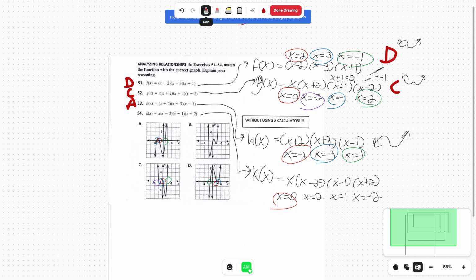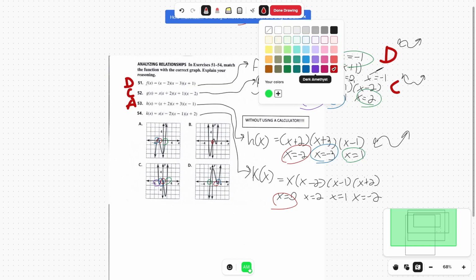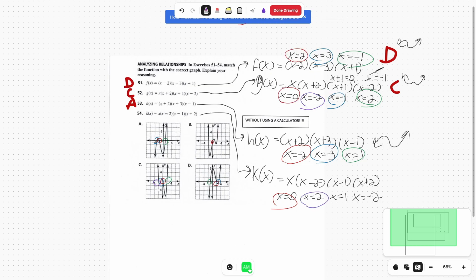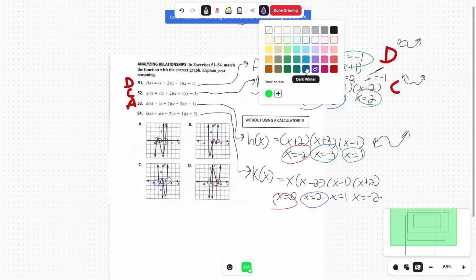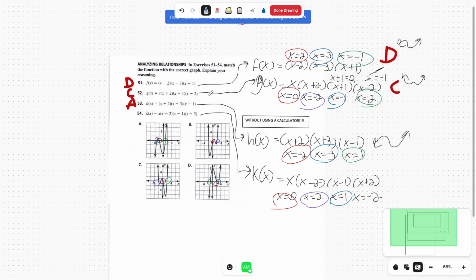Where's our pointer? Okay, x equals 0, there it is in the middle. X equals 2, it's a nice purple. X equals 2 right here. X equals 1 right here. And then finally, x equals negative 2. That's all you have to do for analyzing the relationships.